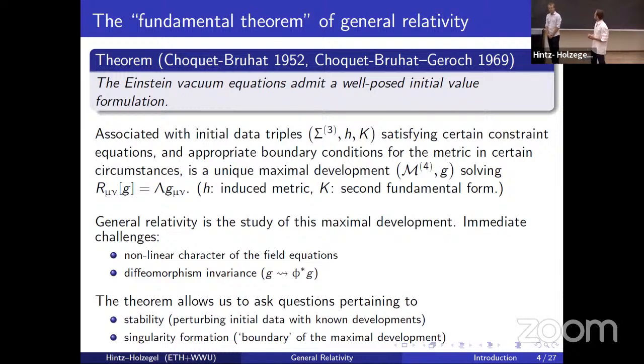There are two immediate challenges that you can appreciate. One is the equations are nonlinear, which makes answering questions about the maximal development difficult. And there's also the diffeomorphism invariance. The Einstein equations don't make reference to any coordinates, but to do analysis, you need to work in coordinates. But then if you prove some singular behavior, you have to make sure that it's really geometric and not because of your bad choice of coordinates.